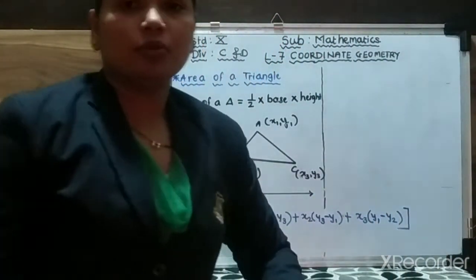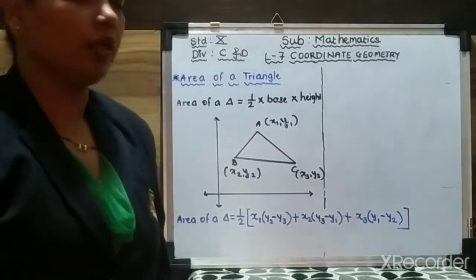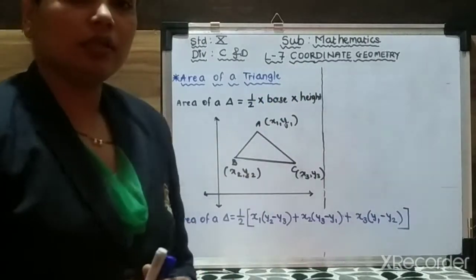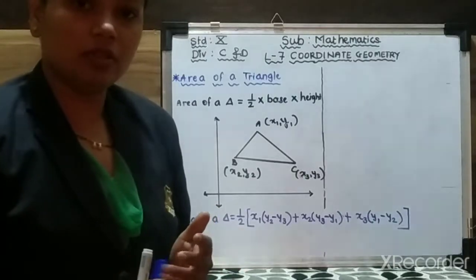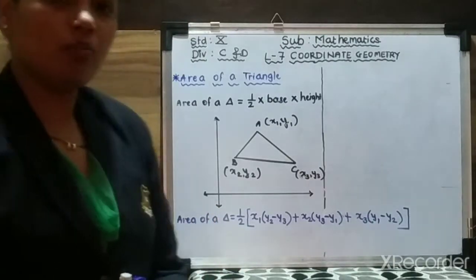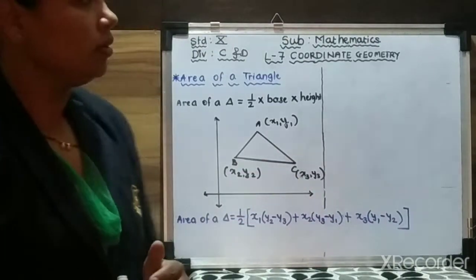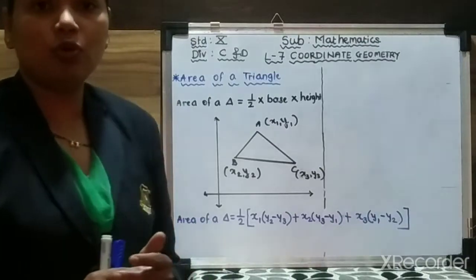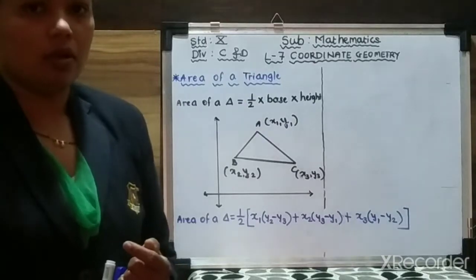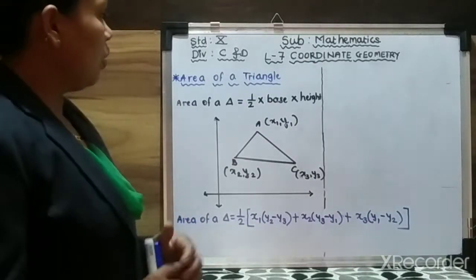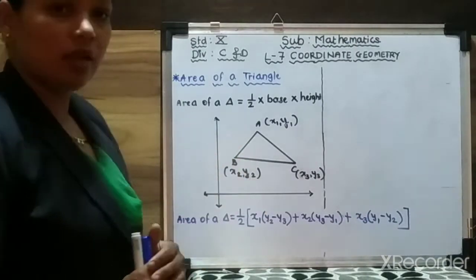Hello students, today we are going to continue with our maths lesson number 7, coordinate geometry. Earlier in this lesson we have seen the section formula, and even when the midpoint is given, how we will use that section formula. We have also seen how to find the distance by using the distance formula. Now we are going to see how to find the area of a triangle when its coordinates are given.